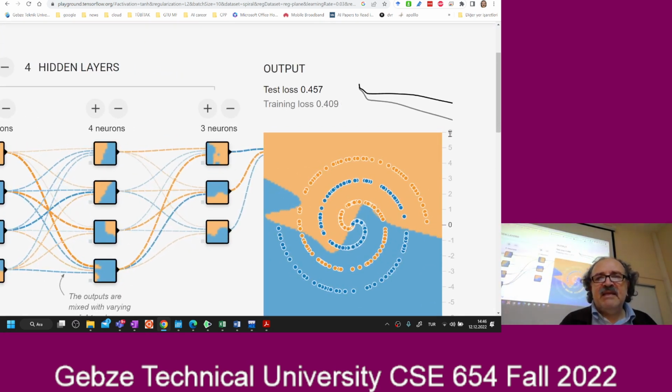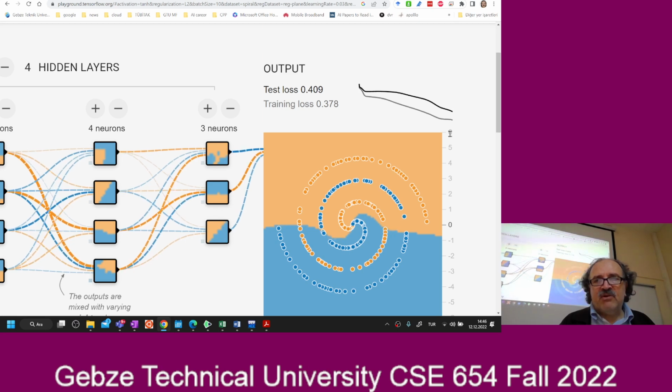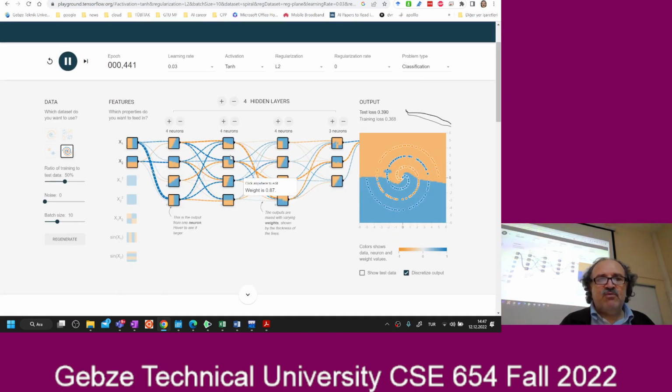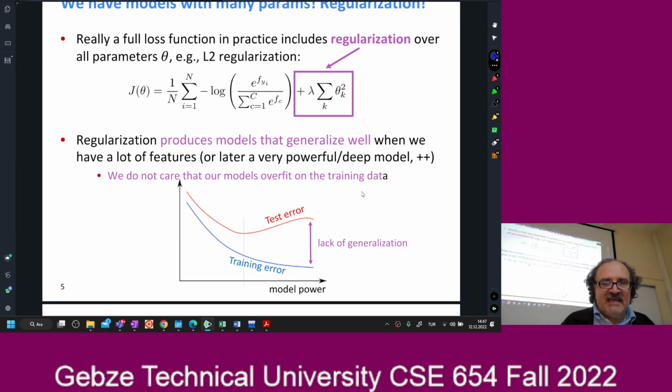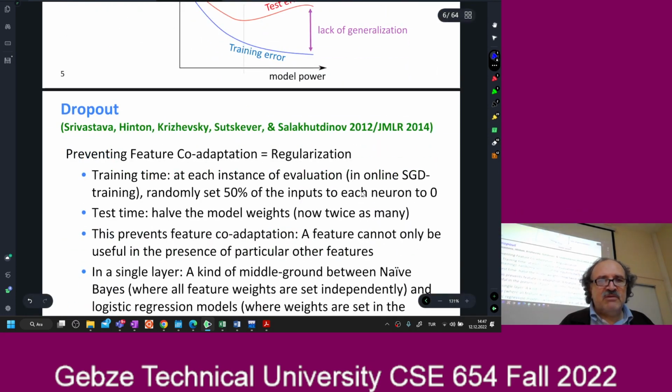But that doesn't mean that your model will work very well in real life. In real life, it may not work at all. That's because I have too powerful a model. It can explain your training data very well, but when the time comes to run it in the real world, it may not work that well. So regularization addresses this problem to some extent. It is not going to solve everything, but it addresses the problem to some extent.